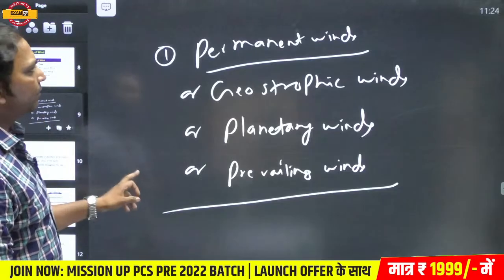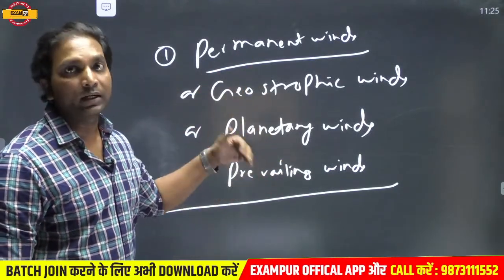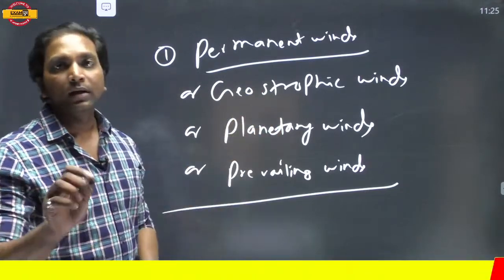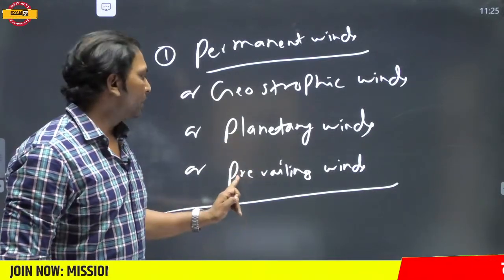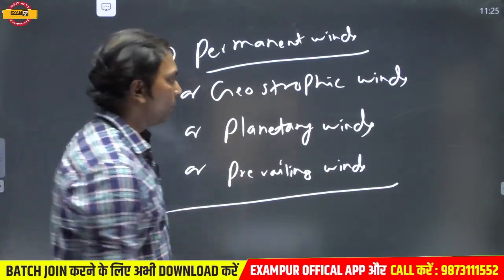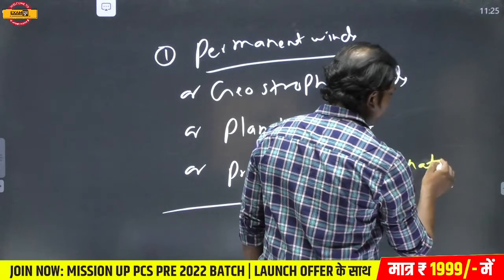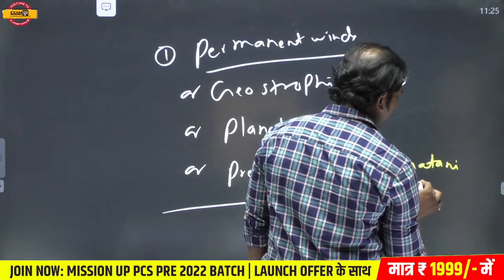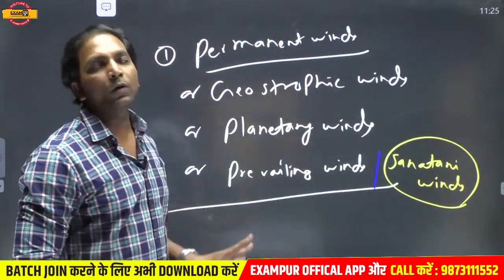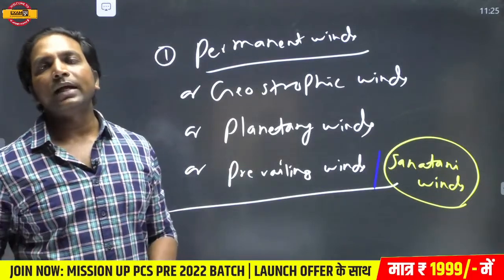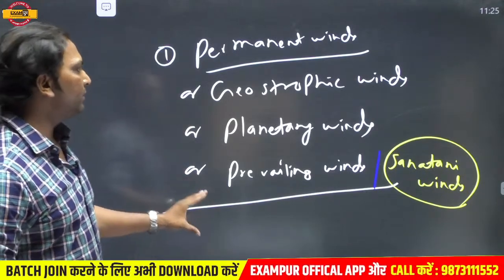Okay, so again, what you have to remember: the name of the permanent winds. Some other name of the permanent winds is the geostrophic winds. In Hindi it is called Bhuvikshepi Pavan, planetary winds, Grahiya Pavan, and prevailing winds, Sanatani Pavan. One more thing, in English sometimes the spelling becomes very critical for you, Sanatani winds. Then what will you do? You should remember the terminologies in both Hindi and English. So you can see here the permanent winds, the geostrophic winds, the planetary winds, and the prevailing winds.